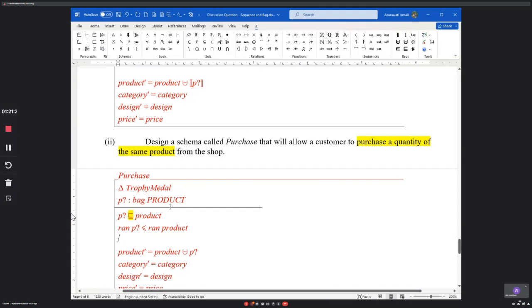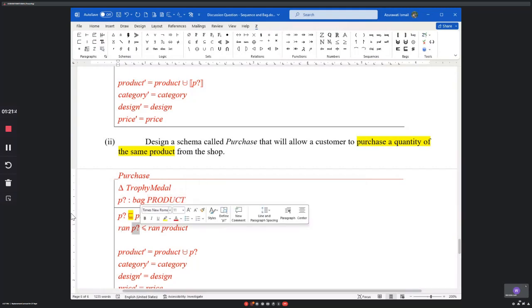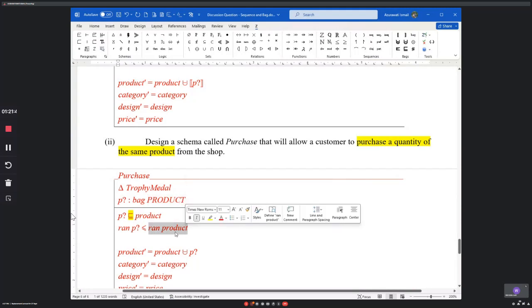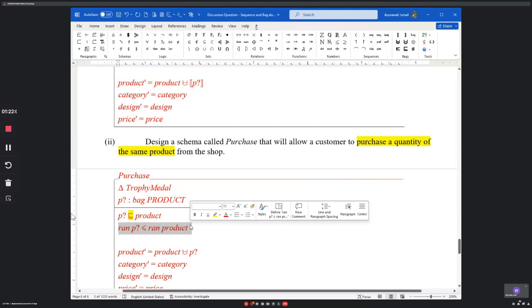It means that whatever you want to purchase here must be lesser than the quantity in the database. If you want to be specific, you can put this line because the range data is the quantity. So the range of P means that the quantity you want to request, you want to purchase here, must be lesser than or the same as what is already inside your database for that product. So you can actually do this.